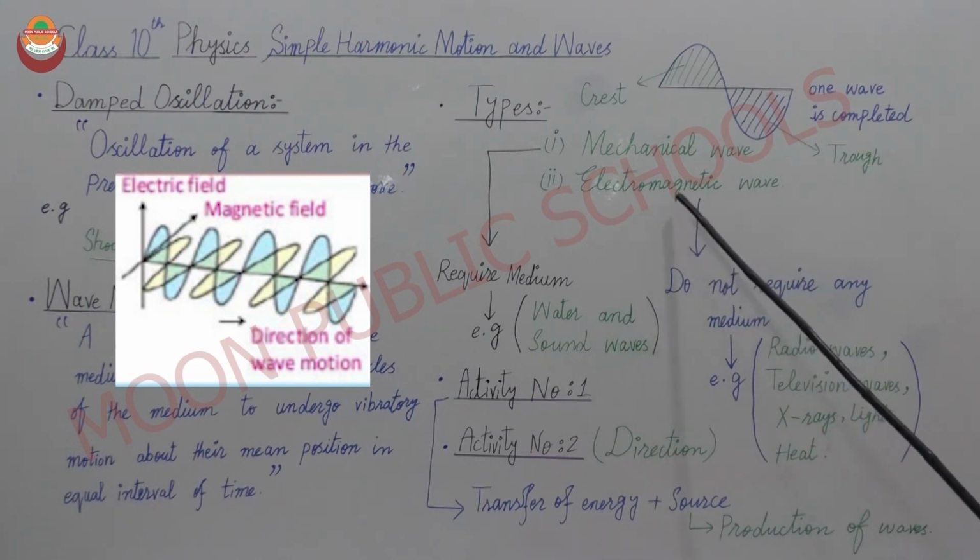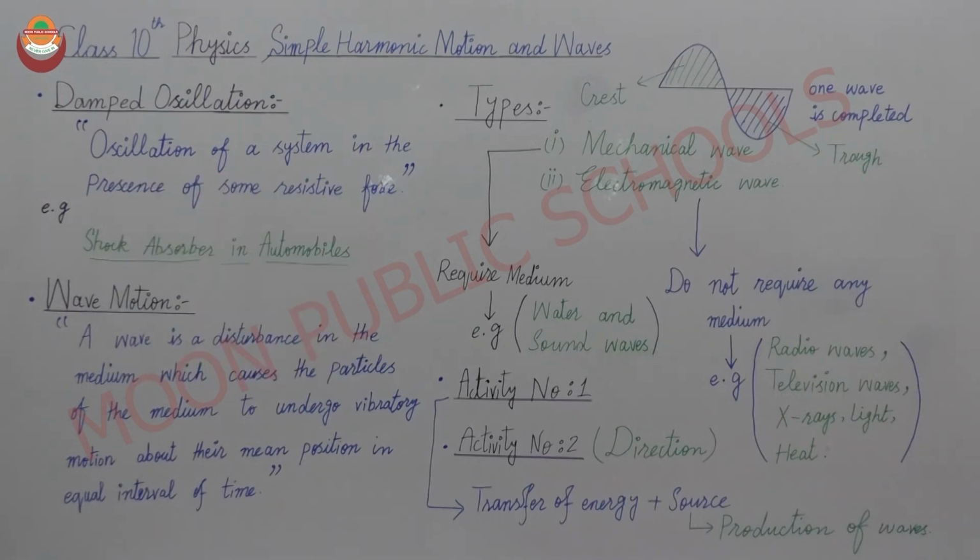Basically, an electromagnetic wave consists of electric and magnetic fields that are oscillating perpendicular to each other. You can see on the board, the upper part of the wave is called the crest and the lower part of the wave is called the trough. Crest and trough combine to make a wave.